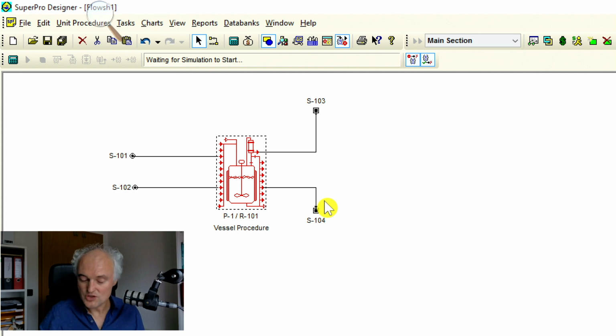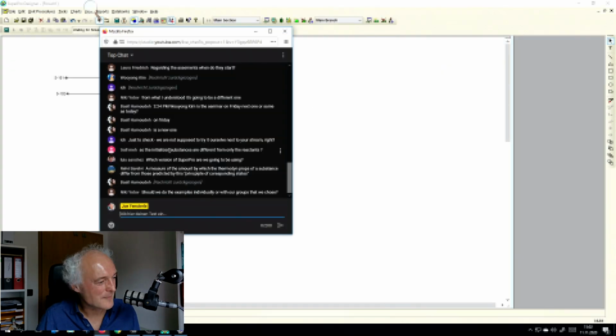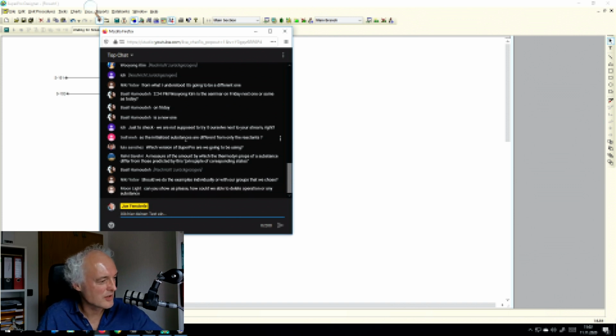Oops, maybe just a brief look at the chat. So the initialized substances are different from only the reactants. Yeah, I think this I also said. Yeah, you have to initialize all of them. SuperPro also said measure of amount of. Okay, should we do the example individually or within groups that we choose? Do the examples individually. Each of you should train on the software. Do it individually. Every one of you should know how to use it.